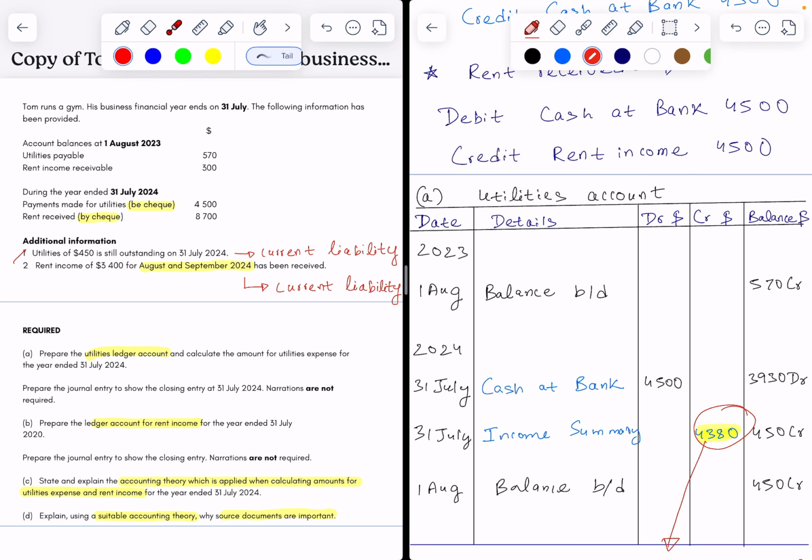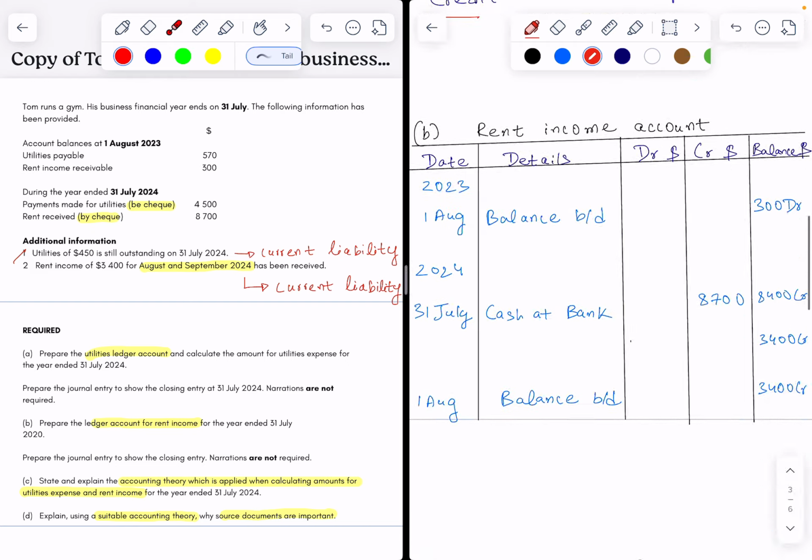And now let's move to the second part of the question, where we are required to prepare the rent income account. So here you can see the usual 5-column format for the rent income account. And we will start with the opening balance on 1 August 2023, which is rent income receivable of $300. And rent income receivable clearly means that this is a current asset because we expect to receive some money from our tenants in the future, basically within this financial year. And all assets by default must have an opening balance on the debit side. So that is why on 1 August 2023, we have included an opening balance of $300 debit.